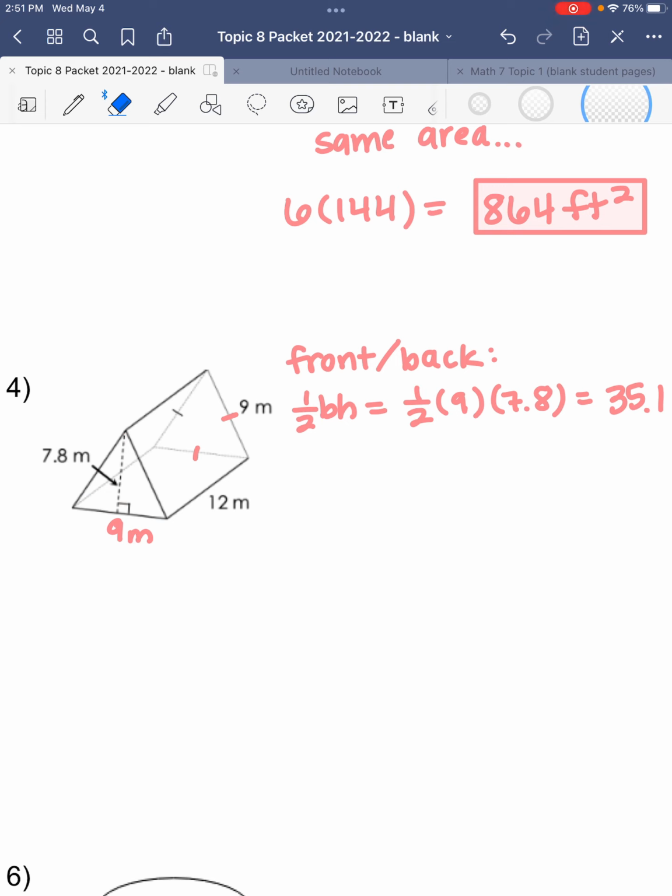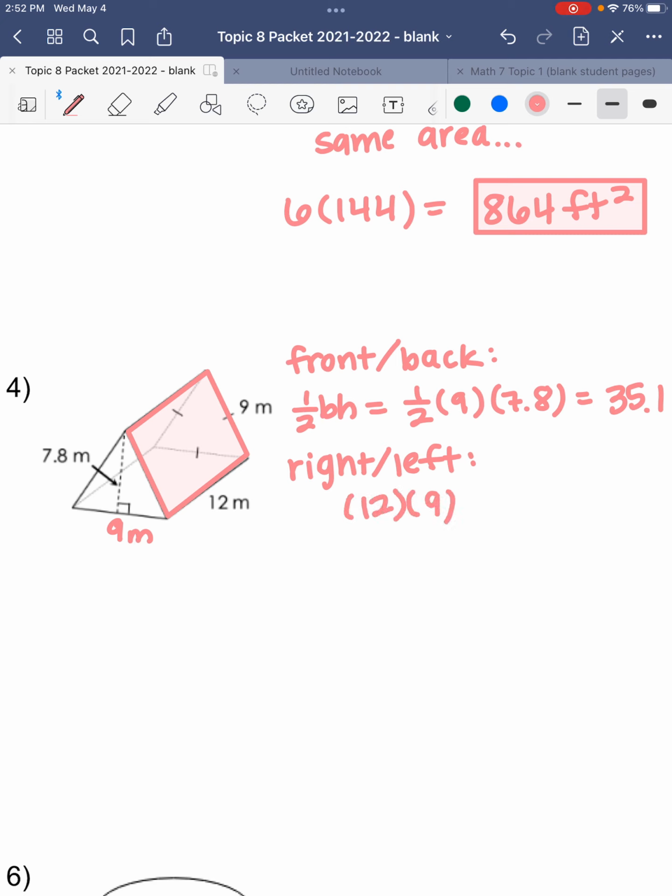Now let's focus on our right and left sides. So our right and left sides, we're looking at this rectangle right here and the one on the opposite side, right? So what I notice about that rectangle is I've got a length of 12 and a width of 9. So for my right and left sides, to find the area, all I have to do is multiply 12 times 9. So 12 times 9, if you put that into your calculator, you're going to get 108.